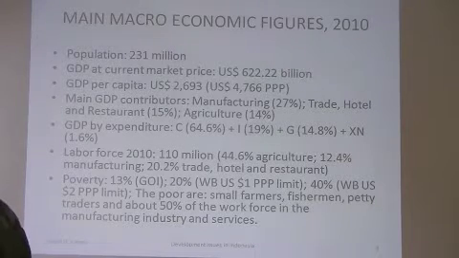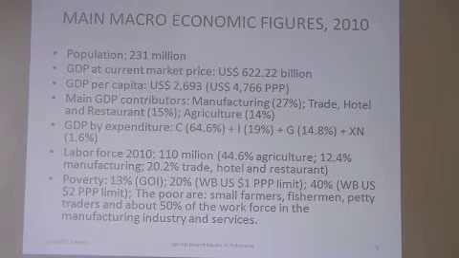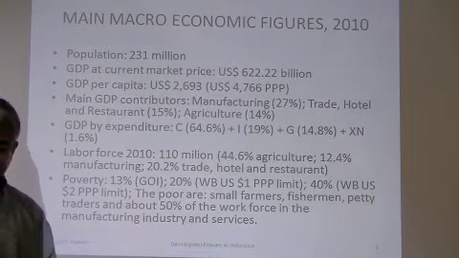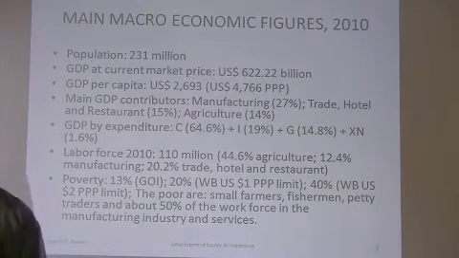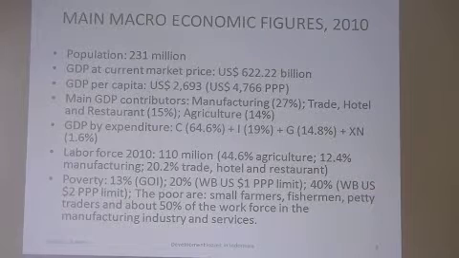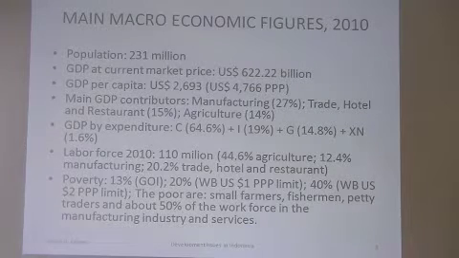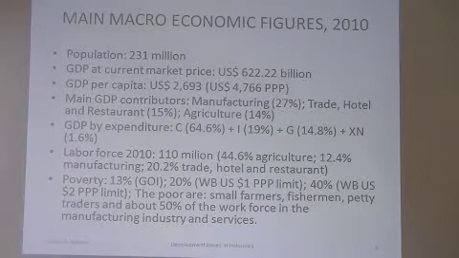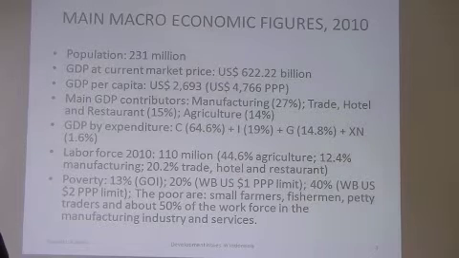The 3 major contributors to our GDP, our economy, are manufacturing industry, trade, hotel and restaurants, and agriculture. Labor force in 2010 was a little bit over 100 million, about 110 million. But note that almost 45% of our labor force is involved in the agricultural sector. So agriculture is still the main sector in the economy, although its GDP contribution is only 14%. That means productivity in the agricultural sector is still very low.